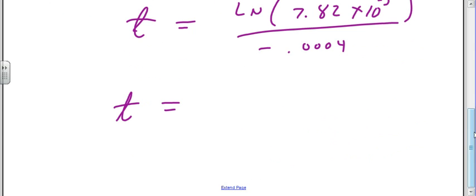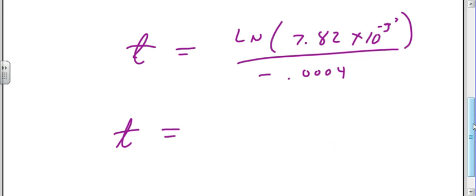T is equal to... oh, this is an odd problem. That's bad news. If I don't get it right, everybody will know it. 7.82 E minus 3, natural log, divided by 0.0004 with a minus sign in front of it. That seems hard to believe. Oh, well, this is in milliseconds. So that'd be 12.1 seconds.